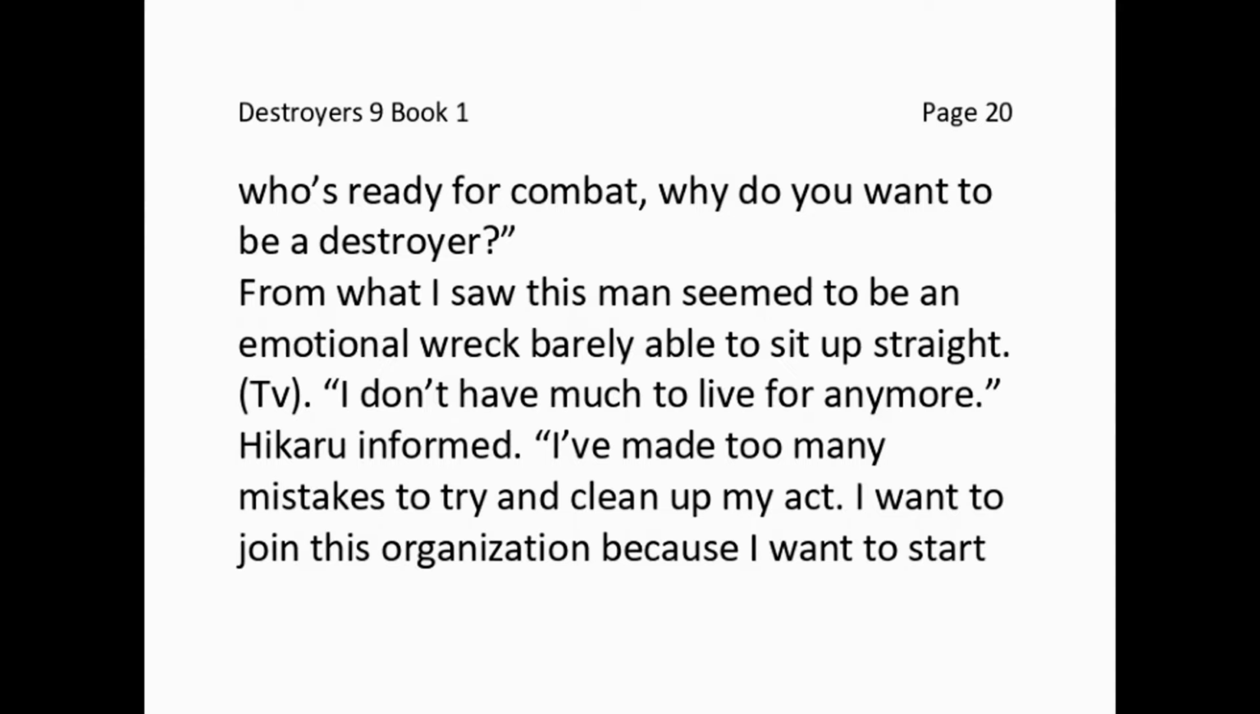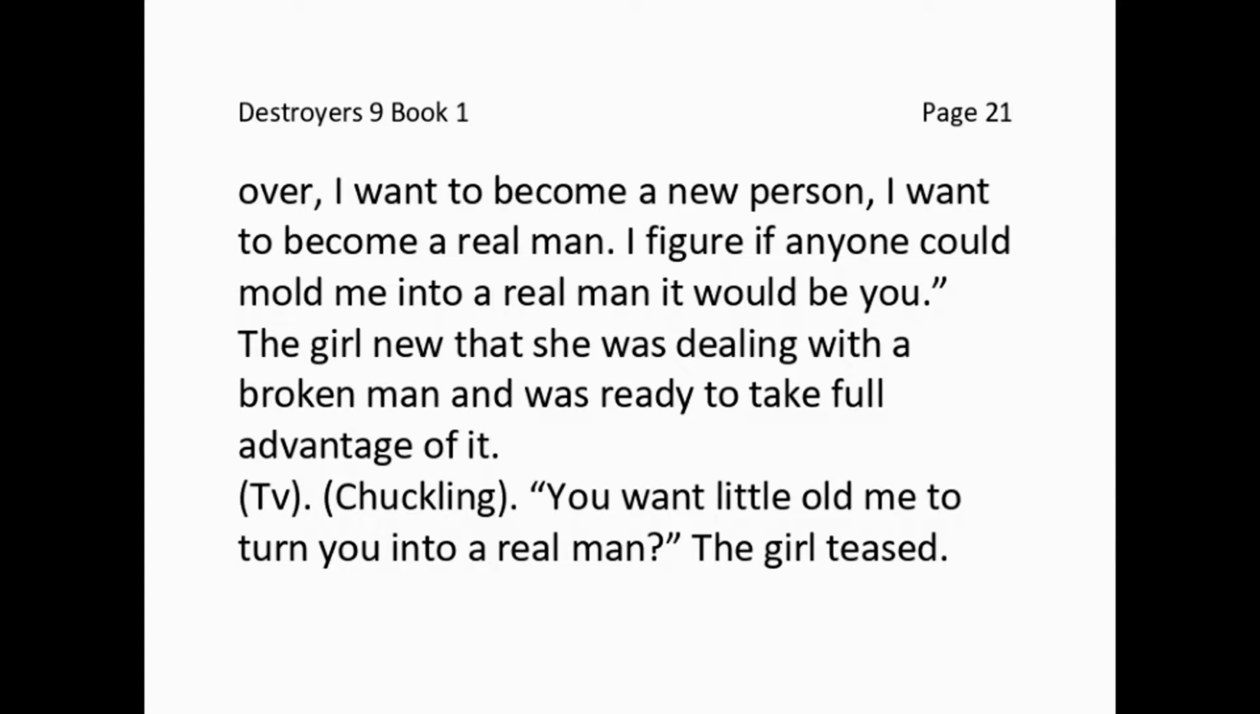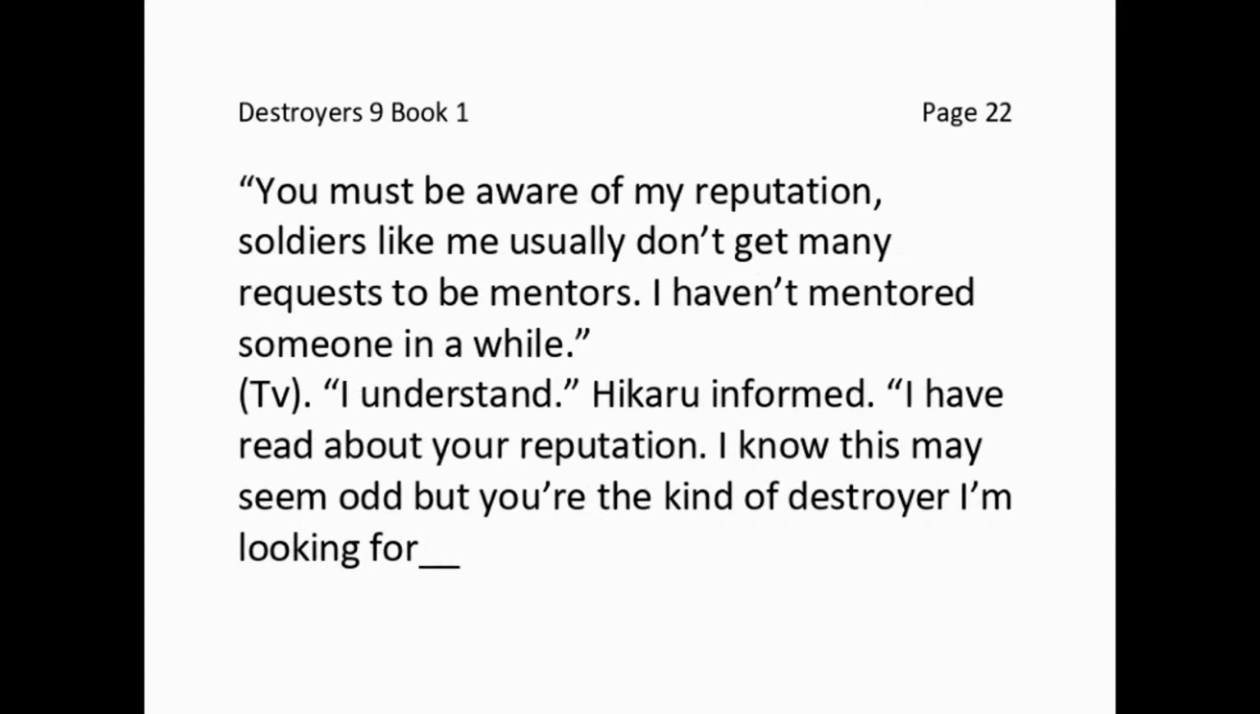The girl knew that she was dealing with a broken man and was ready to take full advantage of it. Chuckling, "You want little old me to turn you into a real man," the girl teased. "You must be aware of my reputation. Soldiers like me usually don't get many requests to be mentors. I haven't mentored someone in a while." "I understand," Hikaru informed. "I have read about your reputation. I know this may seem odd, but you're the kind of destroyer I'm looking for."